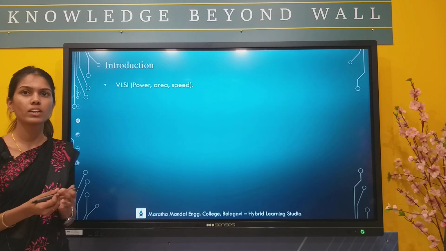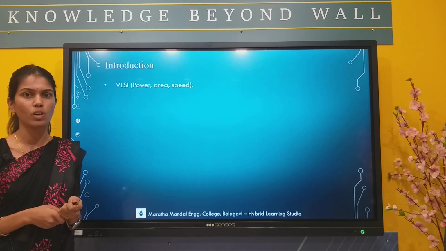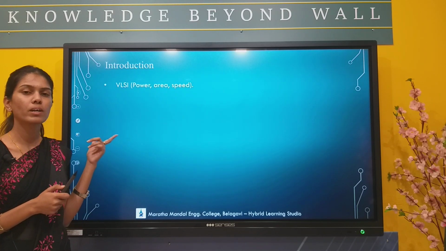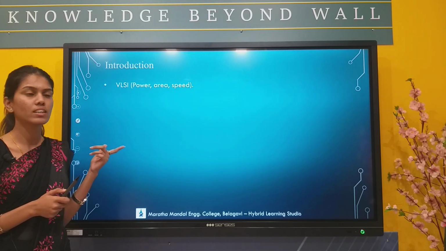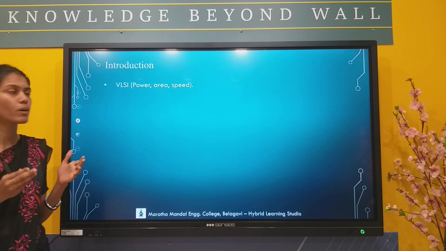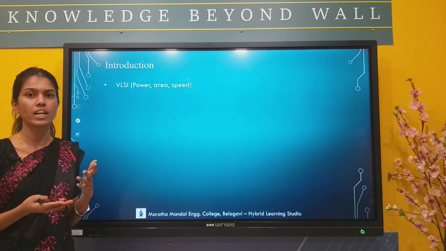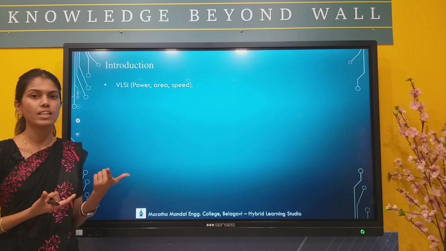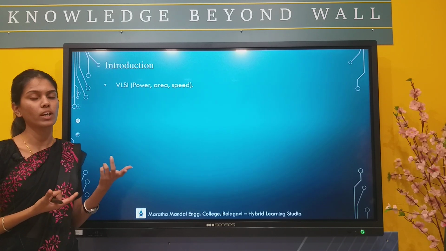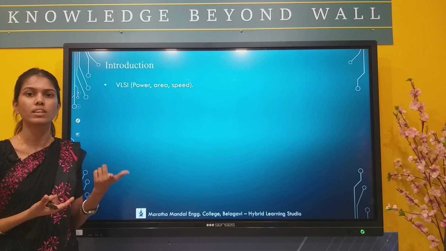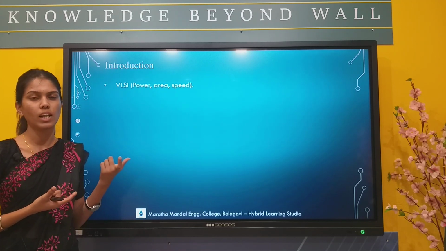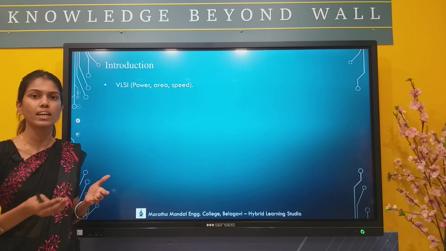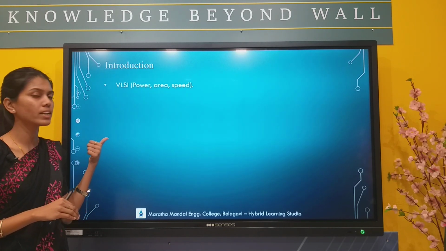Before we get into what CMOS technology is, we have to know what VLSI is. VLSI is very large scale integration, where millions of transistors are integrated in a single chip. The size of the chip may be, for example, 3 mm in length and width. How many transistors I can integrate in that is what VLSI is.